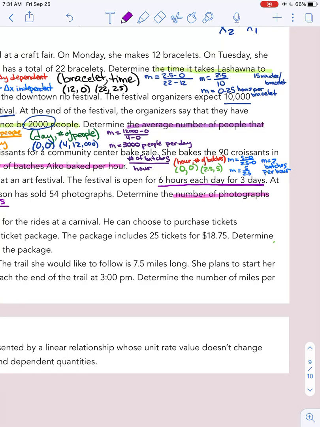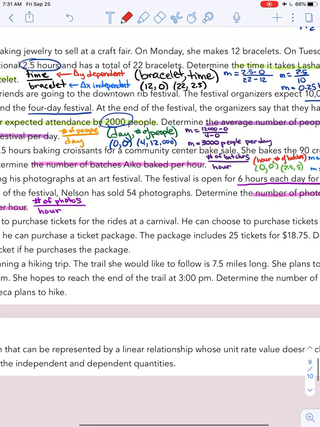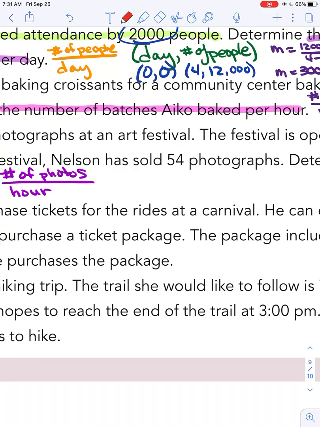Now, you have to be careful on this one, because if you look right here, doesn't it say 6 hours for 3 days? First day is 6 hours, second day is 6 hours, and the last day is 6 hours. That's 3 days of 6 hours. So that means it's 18, boys and girls. Some of you were putting that it was 78 or something. Okay, so in here I put my hours first and number of photos second.